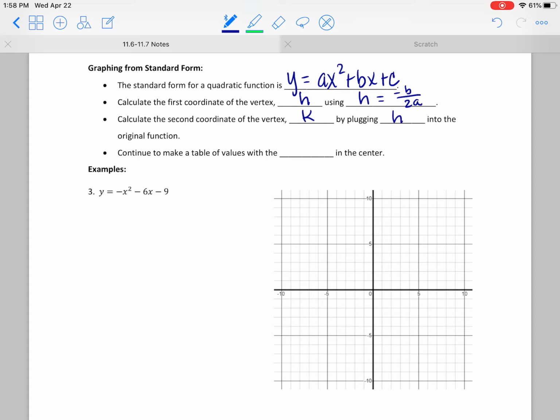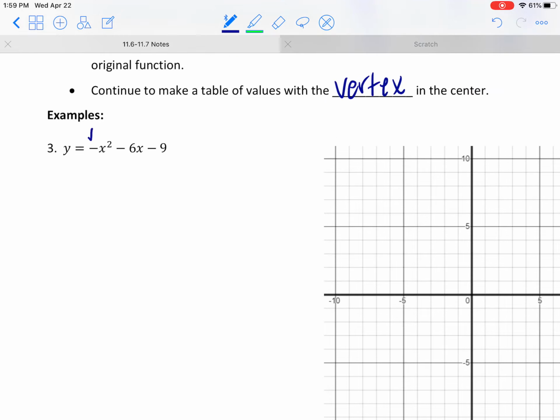And then the other half of the vertex, the k part of it, we can find like we find any other point. If I plug in an x value and I want to find the y value that goes with it, you just plug right into your function. So by plugging h into your original function, you can calculate the value for k. Then you make your table with that vertex in the center, and the rest of the process is the same.